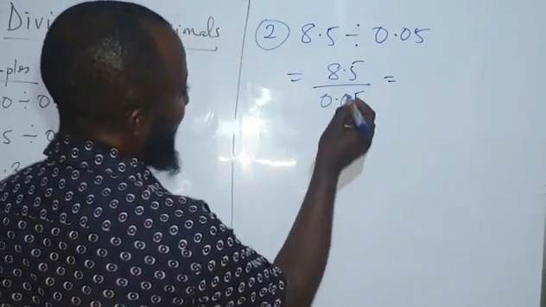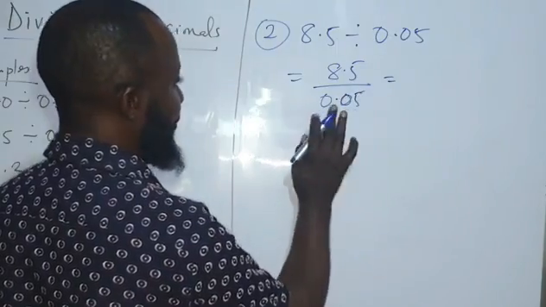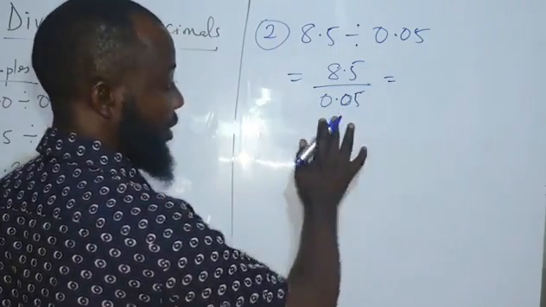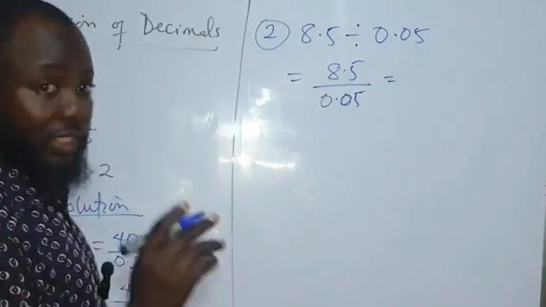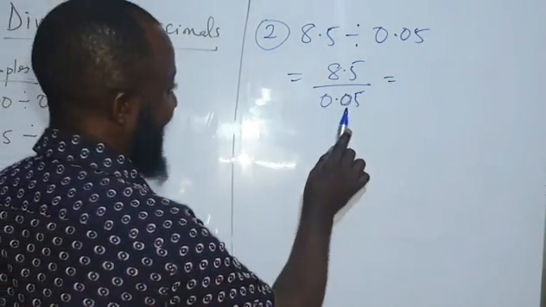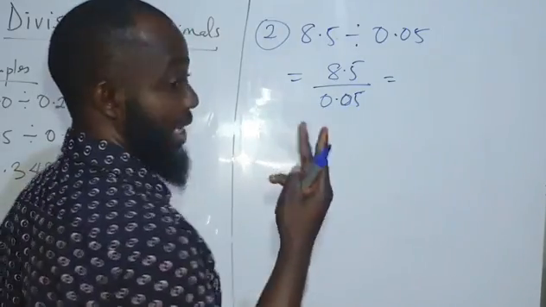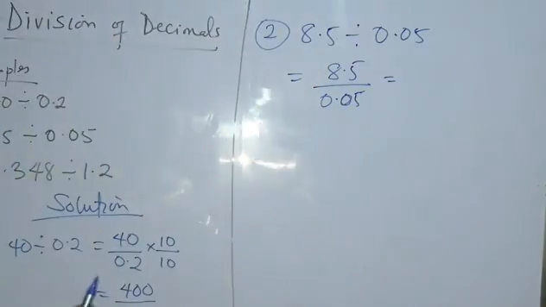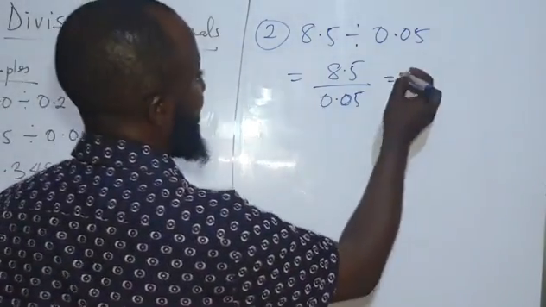You can see we have 2 digits after the decimal point, which means we multiply this one by 100, and it will give us a whole number. That's how you know. You count the digits after the decimal point, 1, 2. That's why I multiply by 100. Here we only have 1. That's why I multiply by what? 10.